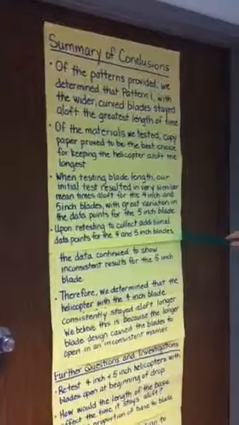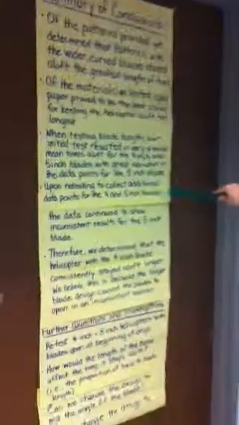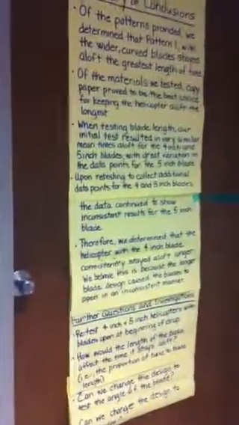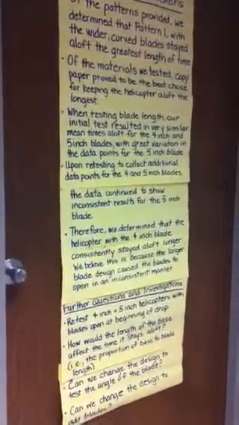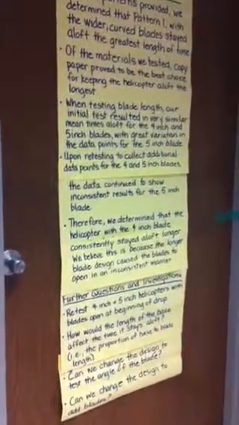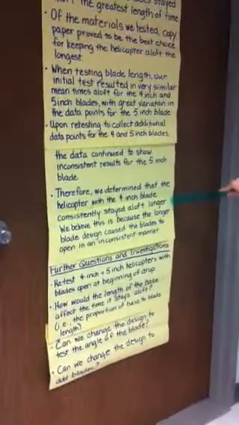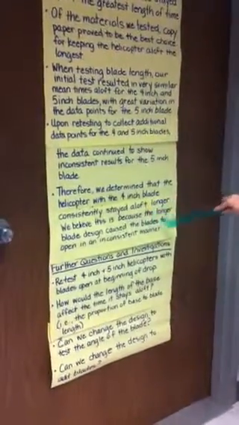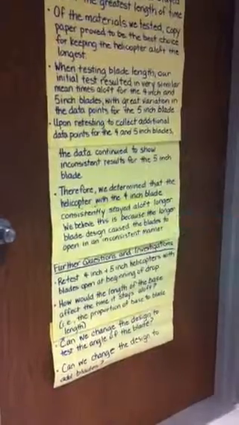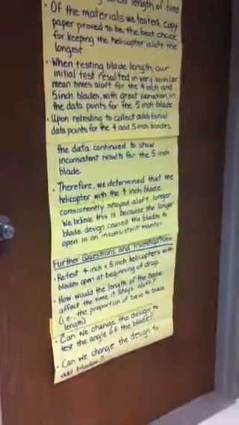Upon retesting to collect that additional data for the 4 and 5-inch blades, the data continued to show inconsistent results for the 5-inch blade. Therefore, we determined that the helicopter with the 4-inch blade consistently stayed aloft longer. We believe this is because the longer blade design caused the blades to open in an inconsistent manner.